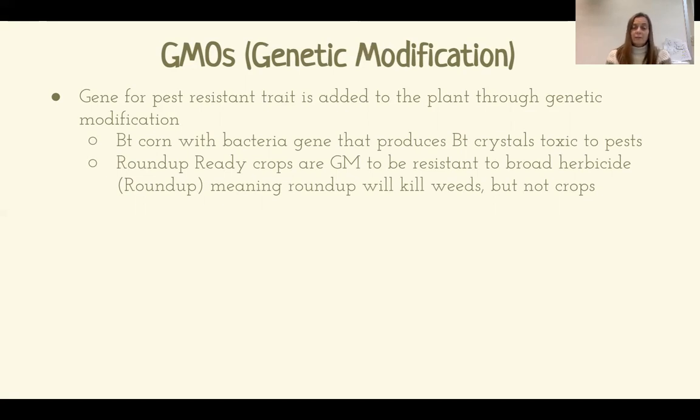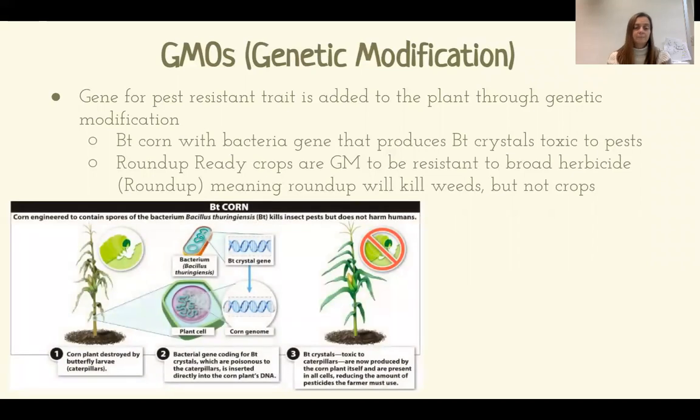There's another type of genetic modification. One of the really common examples is something called Roundup ready crops. So these are genetically modified to be resistant to glyphosate, which is commercially known as Roundup, so that a farmer can spray his entire crop with Roundup and it'll kill the weeds, but it won't kill the crops. And so in this case, this genetic modification is not replacing a pesticide, but making application of a pesticide easier.